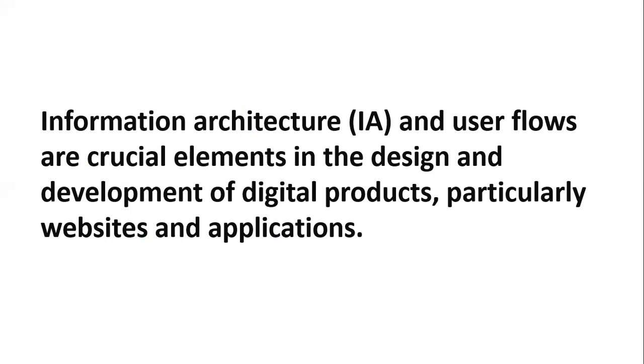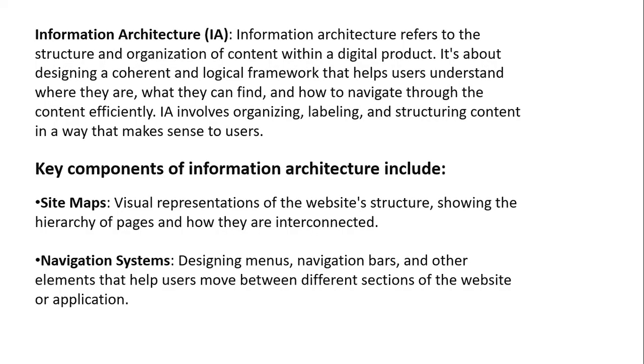Okay, so let's start now. Information architecture, which is the IA, and user flow are crucial elements in the design and development of digital products, particularly web and application. Do you understand? It's very key. It's just an element, which could be vertical, it could be horizontal, depending on how you want to use it. So now, the IA, information architecture, refers to the structure and organization of content within a digital product.